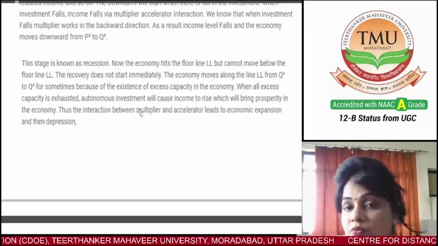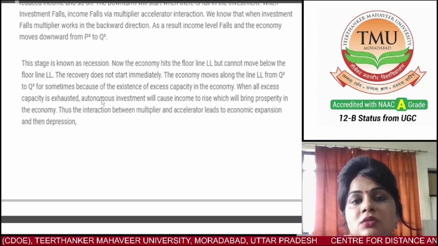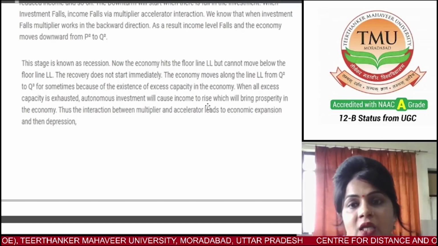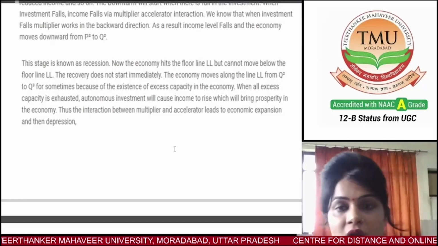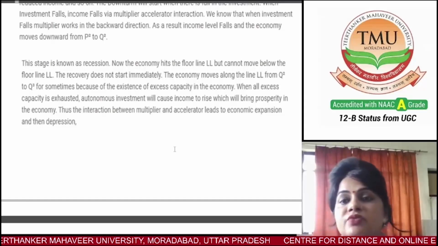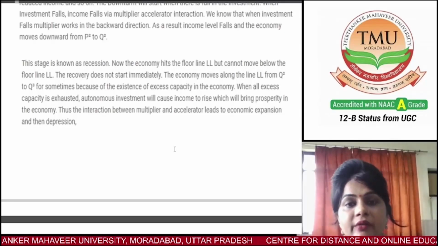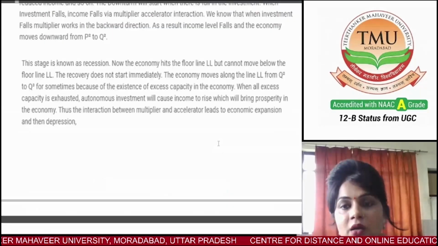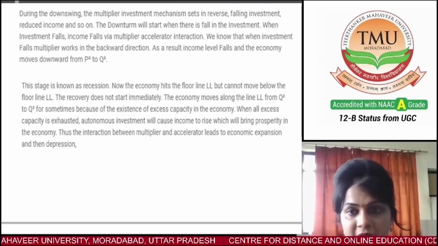As we also study in the phases, for some time because of the existence of excess capacity in the economy, when all excess capacity is exhausted, autonomous investment will cause income to rise, which will bring prosperity in the economy. Thus, the interaction between multiplier and accelerator leads to economic expansion and then depression.